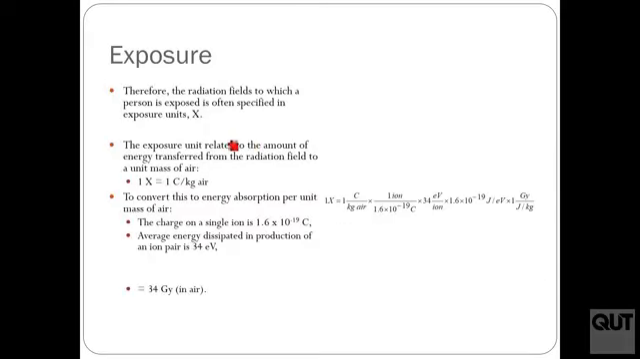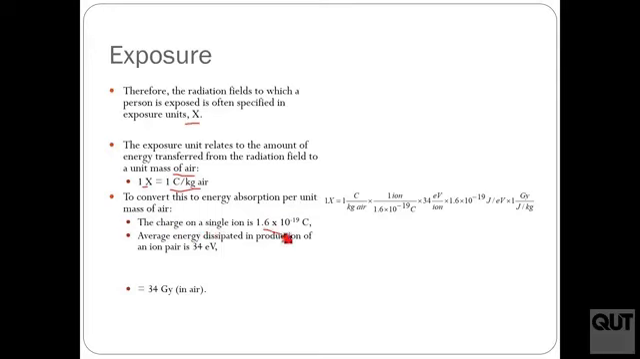Exposure: the radiation field to which a person is exposed is specified in exposure units, or X. The exposure unit relates to the amount of energy transferred from the radiation field to the unit mass of air. So exposure is talking about energy in air. One exposure unit is 1 coulomb per kilogram of air.